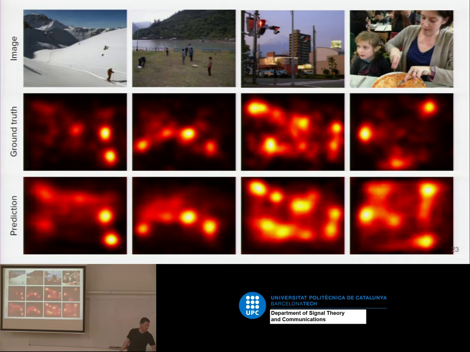There's a couple of places where it fails, though. If you look at the woman eating the pizza there, the model does correctly get the fact that her face is salient and that the face of the child is salient, as with the ground truth. But it misses a little bit this bit here, right, which is the attention that the woman is paying to the pizza that she's eating. And some people say that area is going to be more or less salient depending on how hungry you are as well, and various things, right?